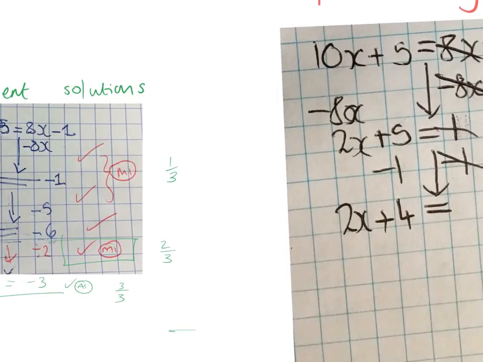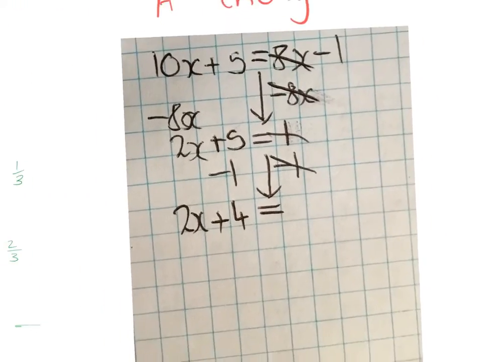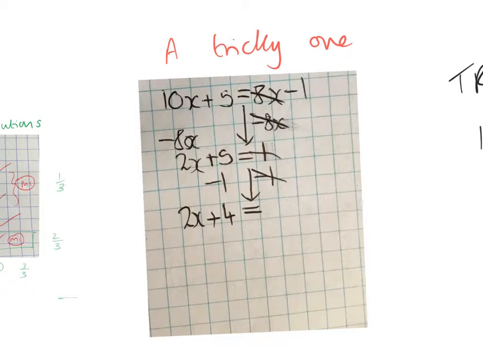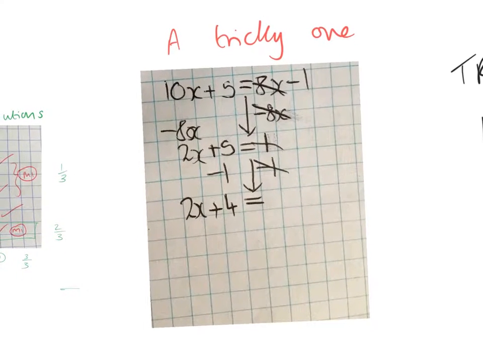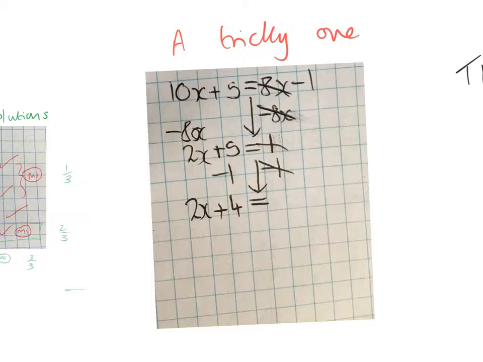Now, I want you to have a go at this one here because, in fact, I'll show you how to do this one, and then I'll get you to try one after. But I felt this was quite a tricky one, so I'm just going to double check we can do it. So 10x plus 5 equals 8x minus 1. So the first thing we should do, arrow down and put an equals, and we get rid of the smallest x. So we're going to get rid of 8x by taking away 8x off each side. That leaves you with 2x plus 5 equals minus 1.